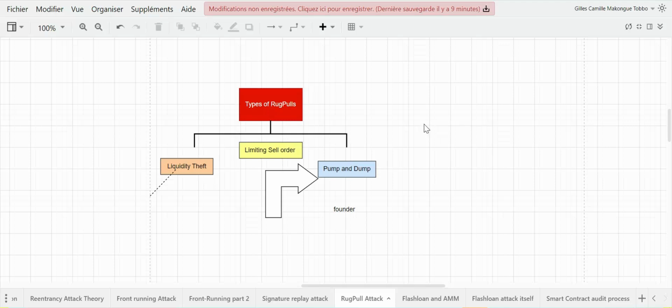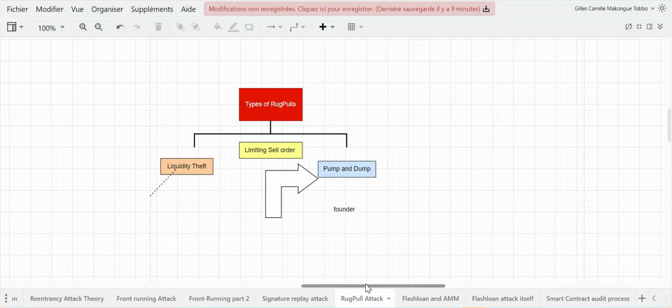But today we're going to explain step by step what the different kinds of rug pulls are and how they work. So we can see that we have three types of rug pull from this diagram. The first one is the liquidity drain. The second one is the limit sell order. And the third one is what we call the pump and dump scheme. So in the first one, people are going to take the money away and run with that. That's what we call liquidity drain.